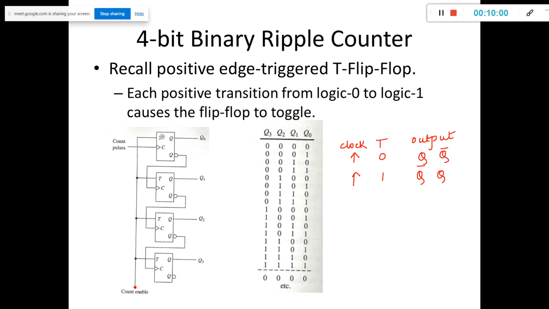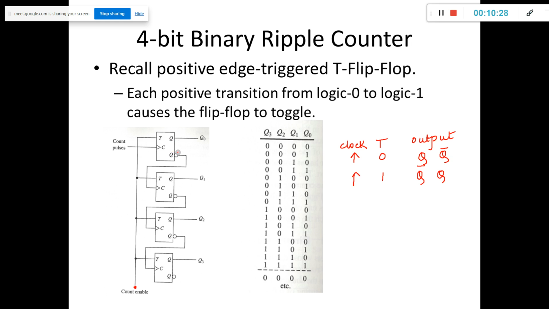Next you can see the count pulses, that is the clock. C is the clock. This is T, the input. Q is the output, Q0. And this is Q0 bar. This Q is Q1, this is Q1 bar. And this is Q2, this is Q2 bar. This is Q3, this is Q3 bar.